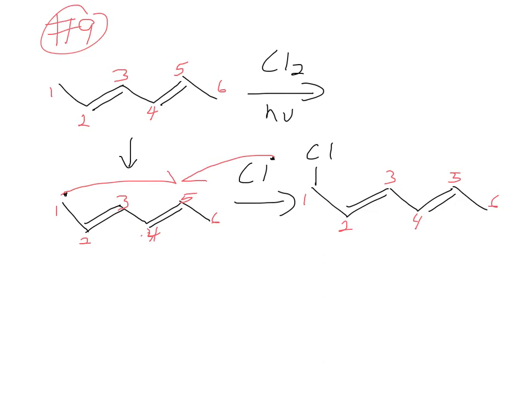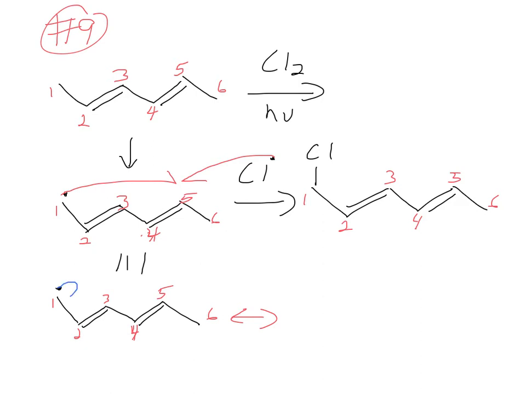I'm going to redraw this intermediate. So this is the same. I'm just going to redraw it because we're going to do a resonance structure on this guy. So if I want to do a resonance structure here, what pi bond am I going to break between which 2 carbons? It's only one choice. Which pi bond? Between 2 and 3.